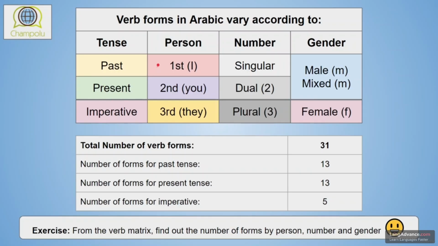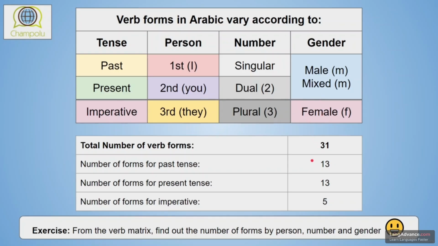And from the other side, you can look at it as the person, which is like the first person, like I, or we, or the second person, which is you, and third person, which is he and she and it and they. And you can also add one dimension, which is the number, so it's either singular or dual or plural. And then another dimension, which is the gender, which is either male or mixed, which is treated the same way, and female. So when you combine all of these together, you'll find that the total number of forms is 31.